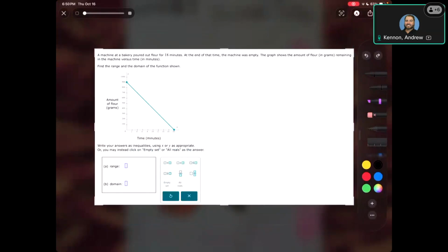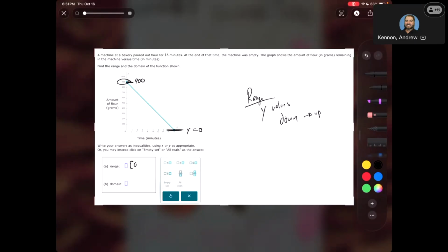The range is your Y values. It's down to up. It's always down to up because you start with the small number. So the bottom of this graph is at Y equals 0. The top of this graph is at 900. So it goes from 0 up to 900.